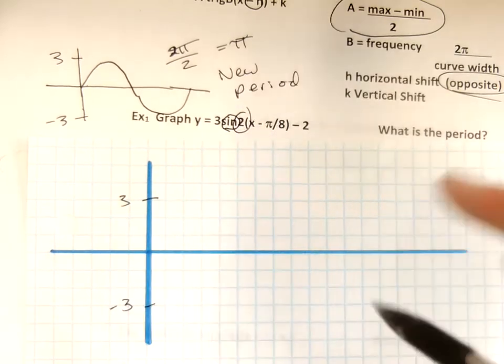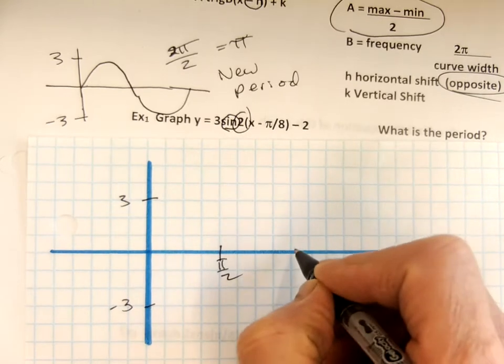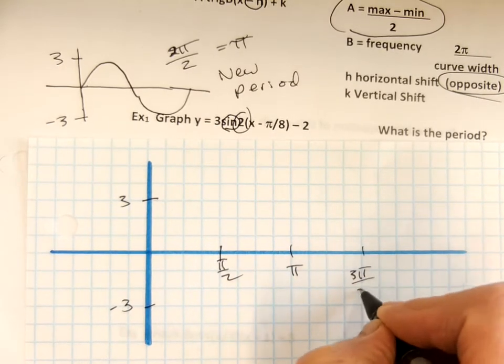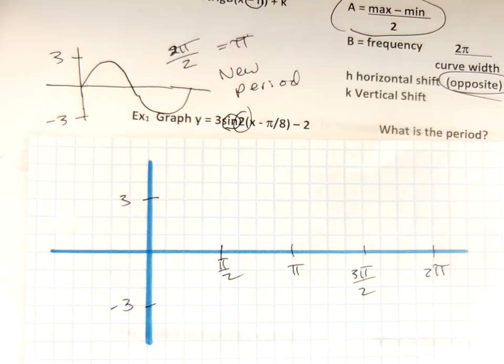So the new period. I'm going to put in my pi halves, pi, 3 pi halves, 2 pi. Okay, I'm going to do that for sure. One of the things I'm going to continuously do, and I think you're going to see more and more why I do this, is I always leave 1, 2, 3, 4 squares, don't I? And you're going to see today why I always do that, okay?